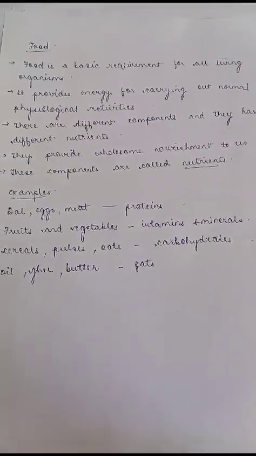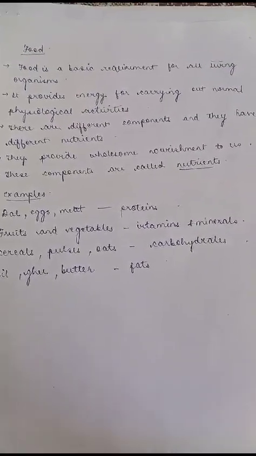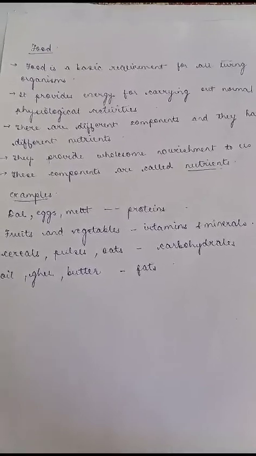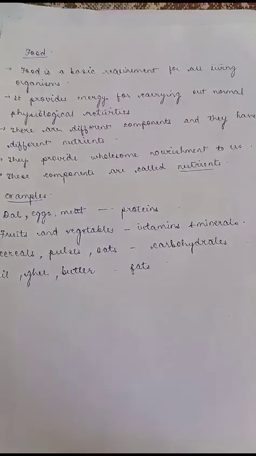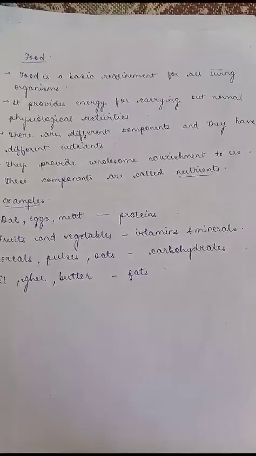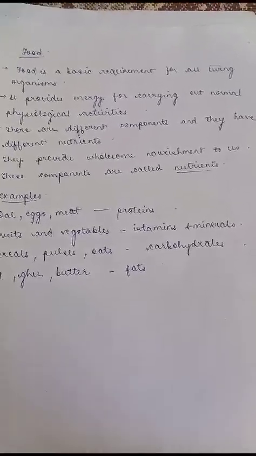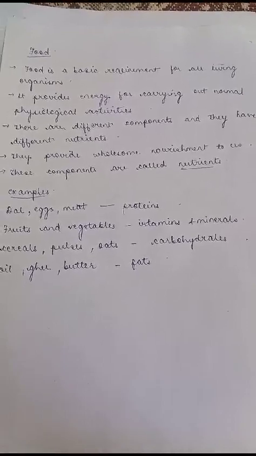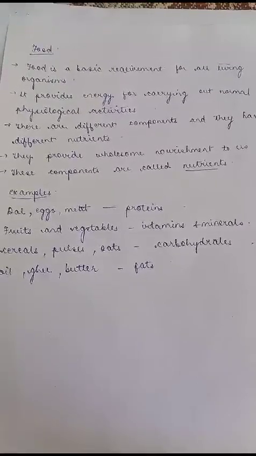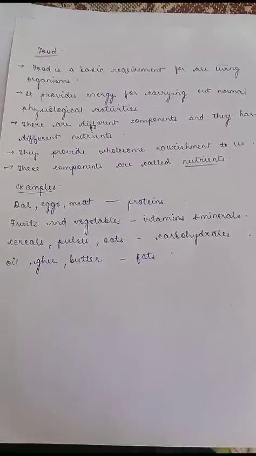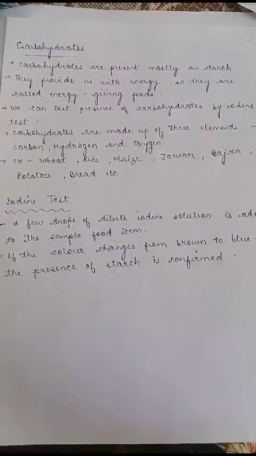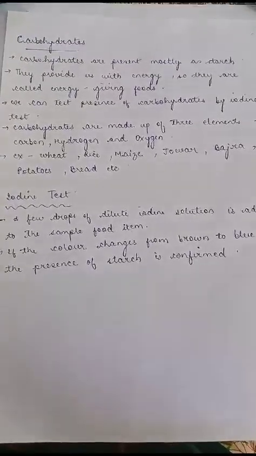So, what is food? Food is a basic requirement for all living organisms. It provides us energy for carrying out daily activities. There are different components present in food, and these are called nutrients. The various nutrients present in our food are proteins, vitamins, minerals, carbohydrates, and fats. So, we'll start with carbohydrates.